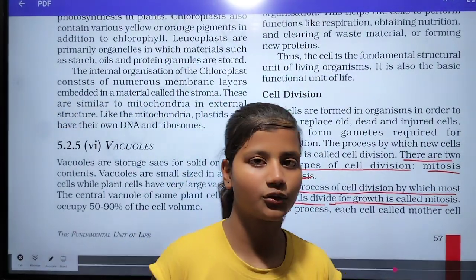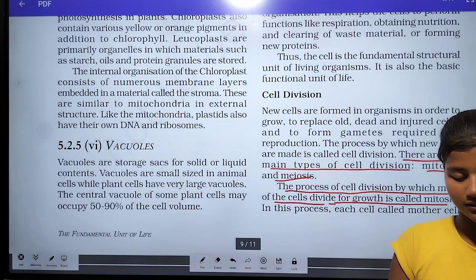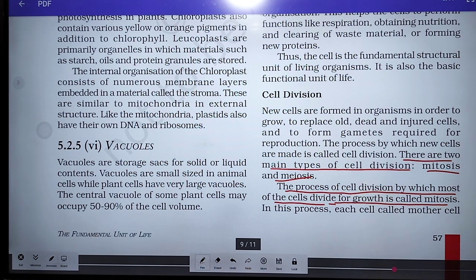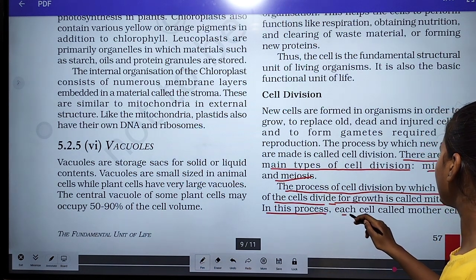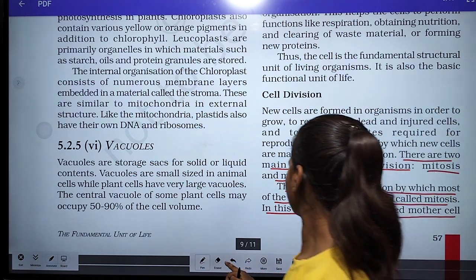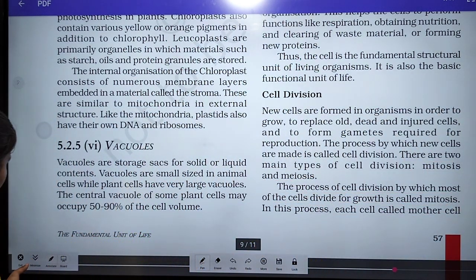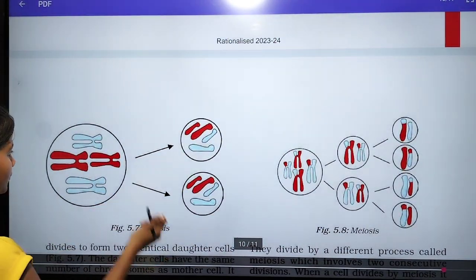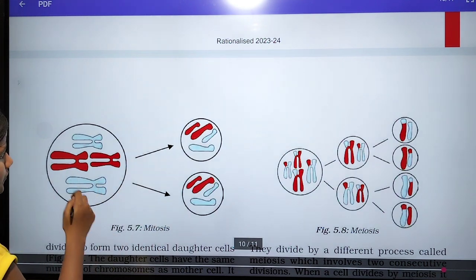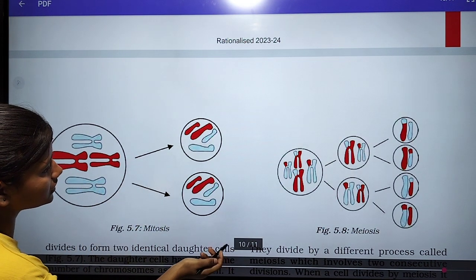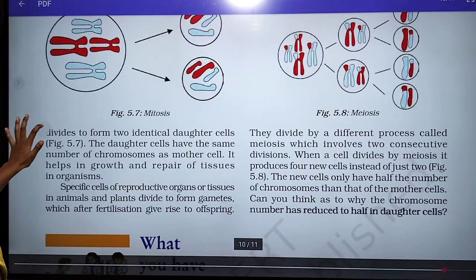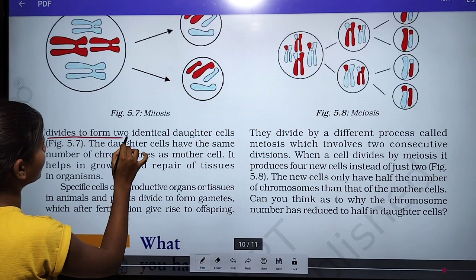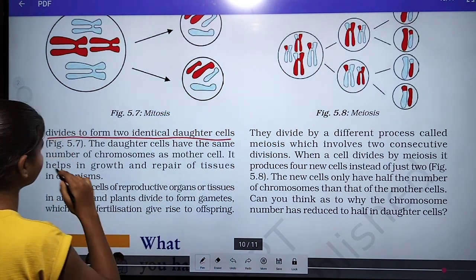If the cell divides for growth, this cell division is known as mitosis. In this process, each cell is called a mother cell. This one is the process of cell division: this one is mitosis, and this one is meiosis, I think. Read: each mother cell divides to form two identical daughter cells.